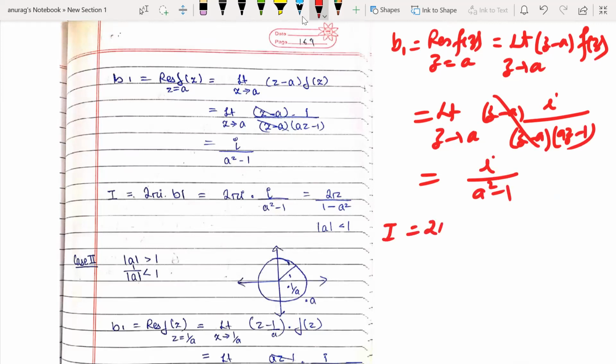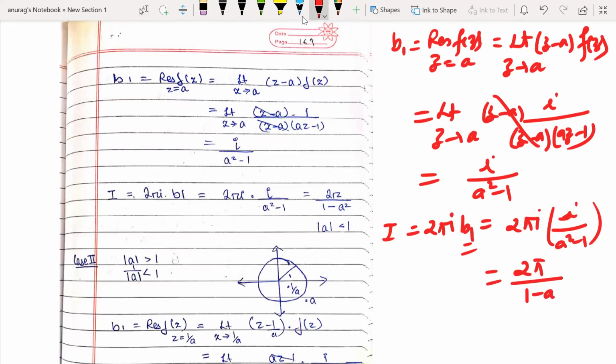So the integration in the first case is 2 pi i b1, because only one residue. So 2 pi i into i over (a square minus 1). i square is minus 1, so minus, take in the denominator. So it will become 2 pi upon (1 minus a square), provided mod a less than 1 in this case only. Second case, when mod a greater than 1.